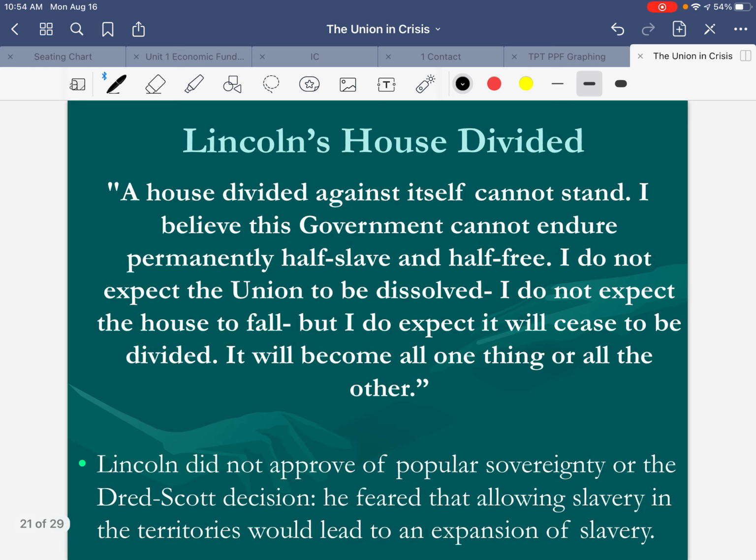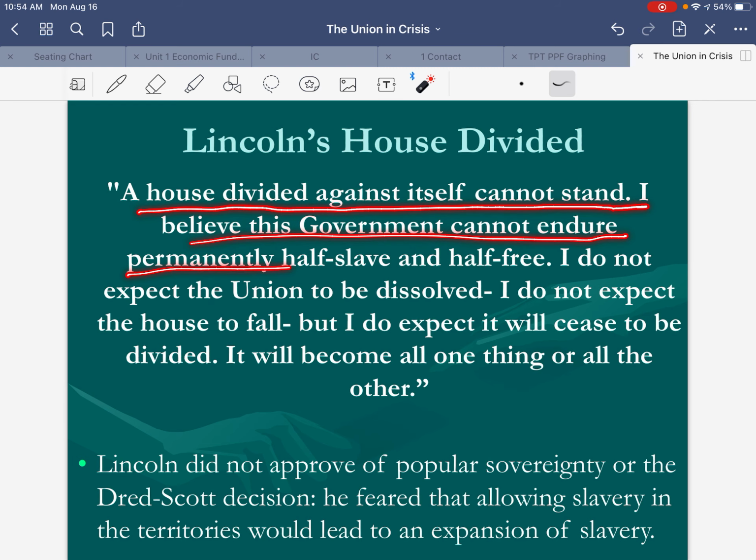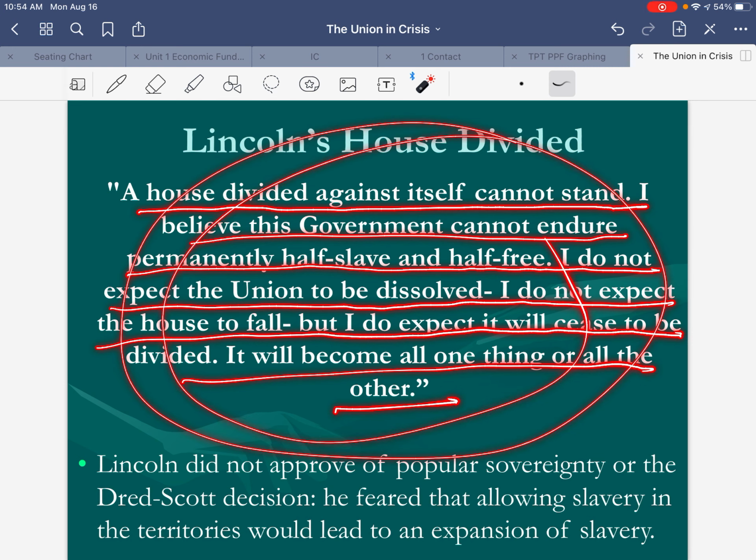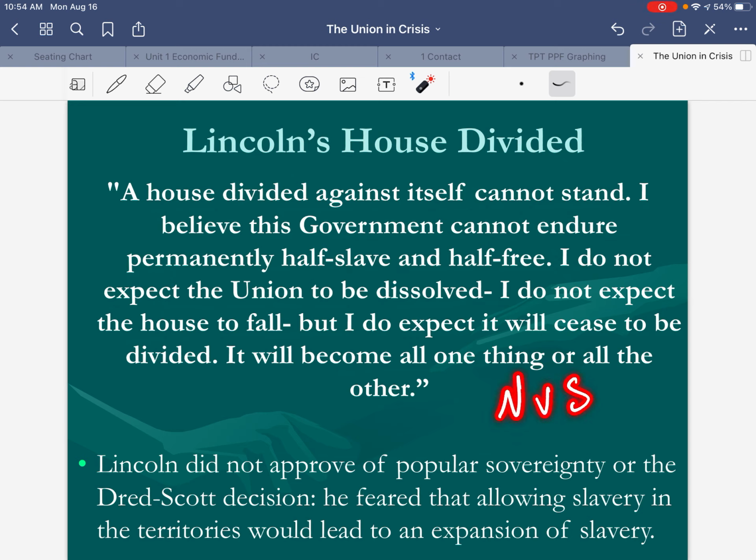So, Lincoln gives a very famous speech called the House Divided speech, and this is where he says, this is the issue that's going to tear us apart. A house divided against itself cannot stand. I believe this government cannot endure permanently half slave and half free. I do not expect the Union to be dissolved. I do not expect the house to fall, but I do expect it will cease to be divided. It will become all one thing or all the other. So he's saying, right now, we are North versus South, slave versus free. Eventually, one is going to take over everything. We're going to have to fight this out, essentially, is what he's saying.